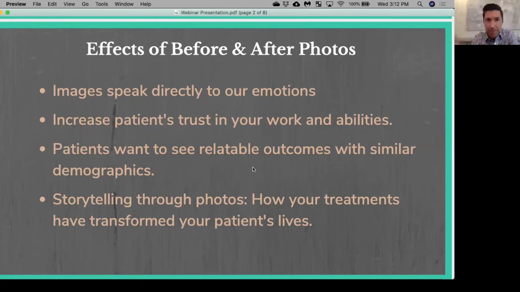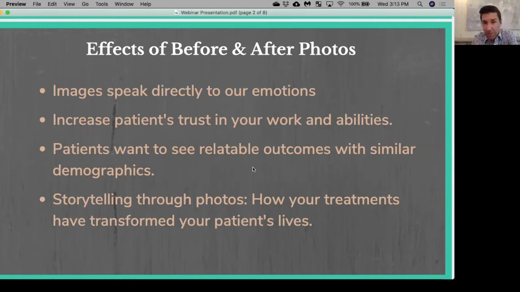Going through these pictures, this slide here says increase patients' trust in your work and abilities. That's what patients really want to see these photos for. They know you do surgery. They know you do injectables, but can you do the treatment that they expect? And can you prove that you've done it in the past?